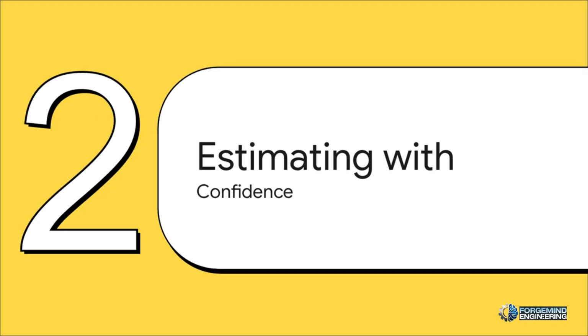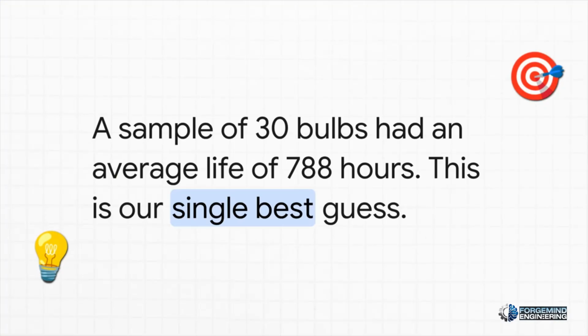All right, so we've got our clues from the sample. Now what? Well, the next step is to analyze that evidence to make a really smart, educated guess about the entire population. And this whole process is called estimation. Let's go back to our light bulb example. Let's say we test a sample of 30 bulbs, and we find that their average lifespan is 788 hours. That number, 788, that's what we call our point estimate. It's our single best guess for the average life of all the bulbs based on the evidence we have.